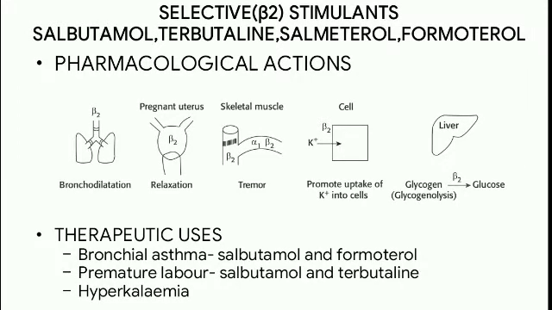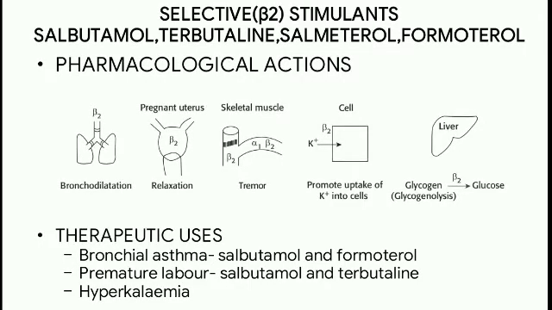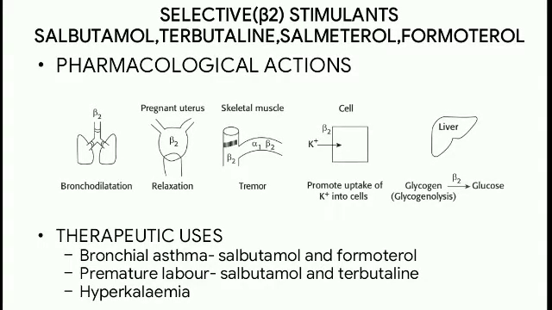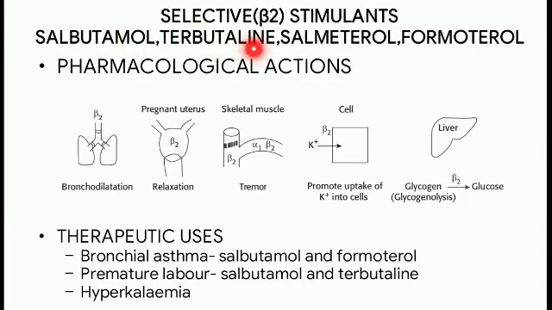Next, moving on to selective beta 2 stimulants. These are the drugs which only stimulate beta 2 receptors, and the advantage of these selective drugs is they don't cause side effects. The main adverse effects of non-selective beta agonists like adrenaline, isoprenaline are on the heart; they cause tachycardia, arrhythmias, etc. So the beta 2 agonists are the main drugs used in bronchial asthma. The drugs include salbutamol, terbutaline, salmeterol, formoterol.